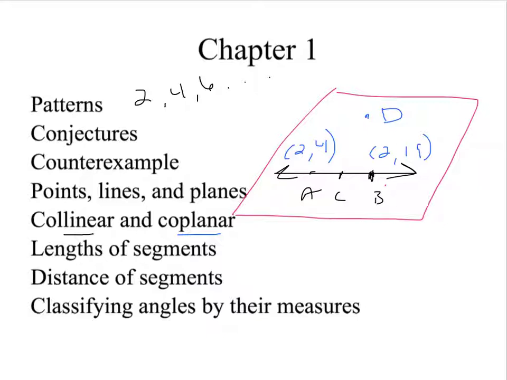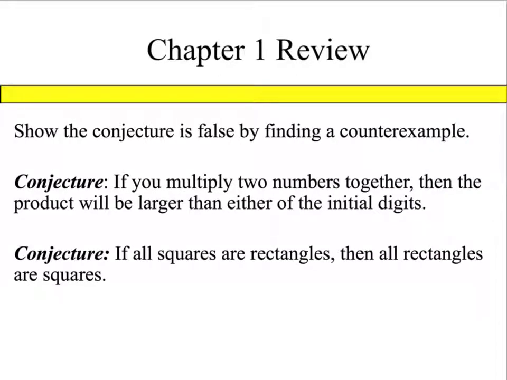So those are the topics that we covered. Let's go through a few problems. For this first example, I want you to show the conjecture is false by finding a counterexample. Give me an example that makes that conjecture not true. The first one says if you multiply 2 numbers together, then the product will be larger than either of the initial numbers. And for the second one, if all squares are rectangles, then all rectangles are squares. Give me a counterexample to both of those. Give them a shot.